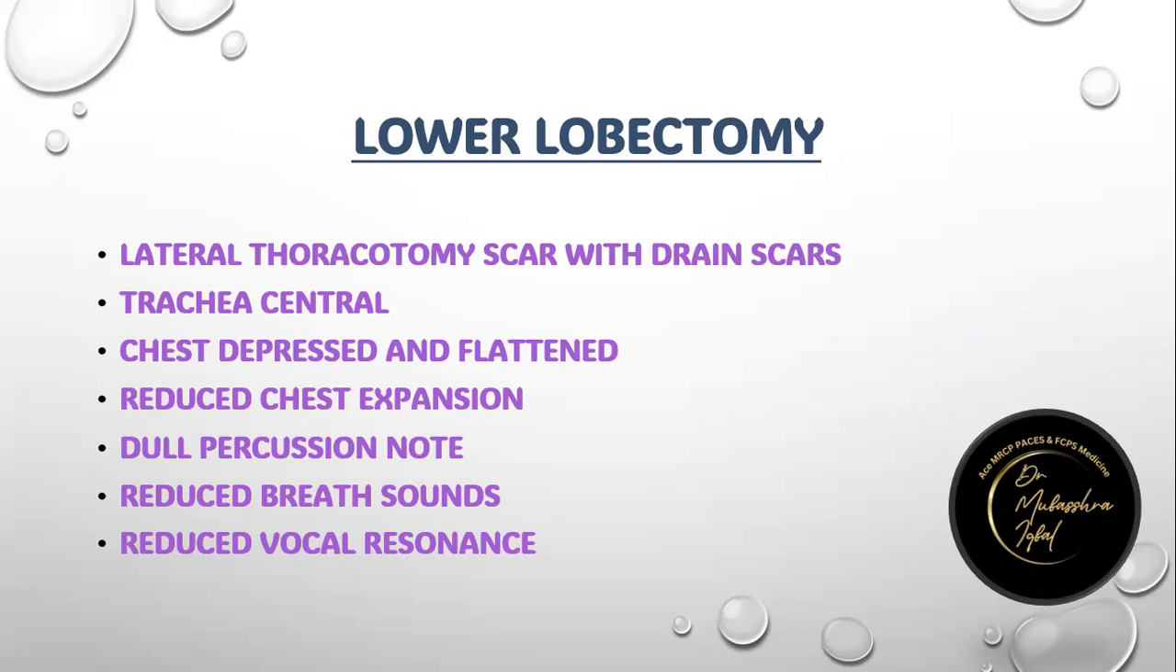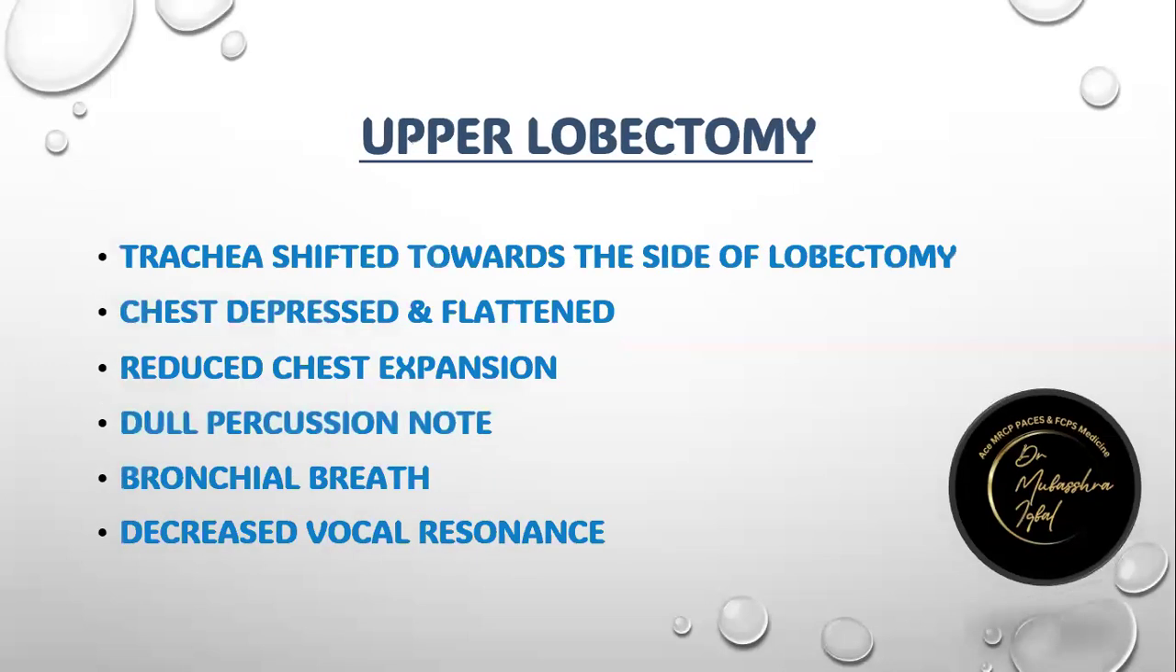However, if it is localized bronchiectasis and the patient has undergone only lower lobectomy because of localized bronchiectasis, then the opposite side might be normal. But whatever findings are present on the opposite side of the chest, you should comment on them. And then coming towards the upper lobectomy.